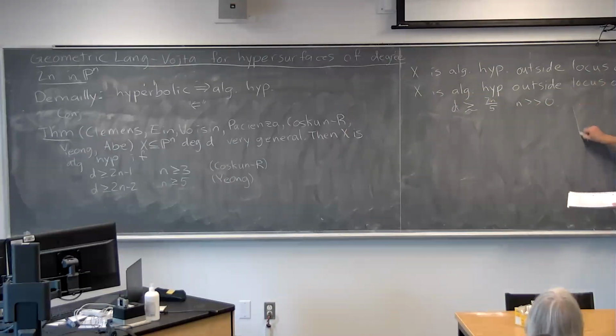And the picture you should have is, hey, lines and conics, these are rational curves. So definitely that has to be in your exceptional set. It's saying, okay, so you've got some lines, that's part of your exceptional set. Maybe you've got some conics. Okay, that's part of your exceptional set. And then outside of this, you're algebraically hyperbolic.